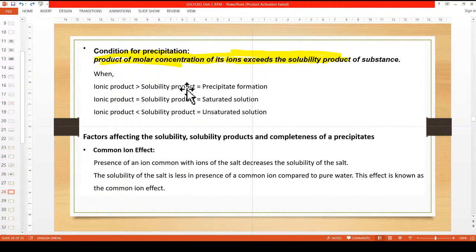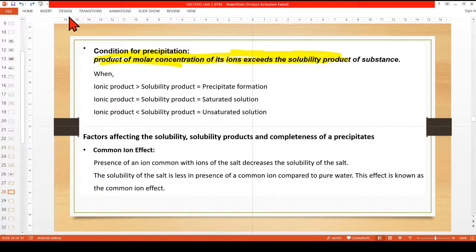Okay, and before that your solution is just saturated or unsaturated. If the solubility product is very high, then your solution is just an unsaturated solution. If it reaches the ionic product of the compound, then the condition is saturated. Okay, so precipitate you will get after supersaturation. And what are the factors affecting it?